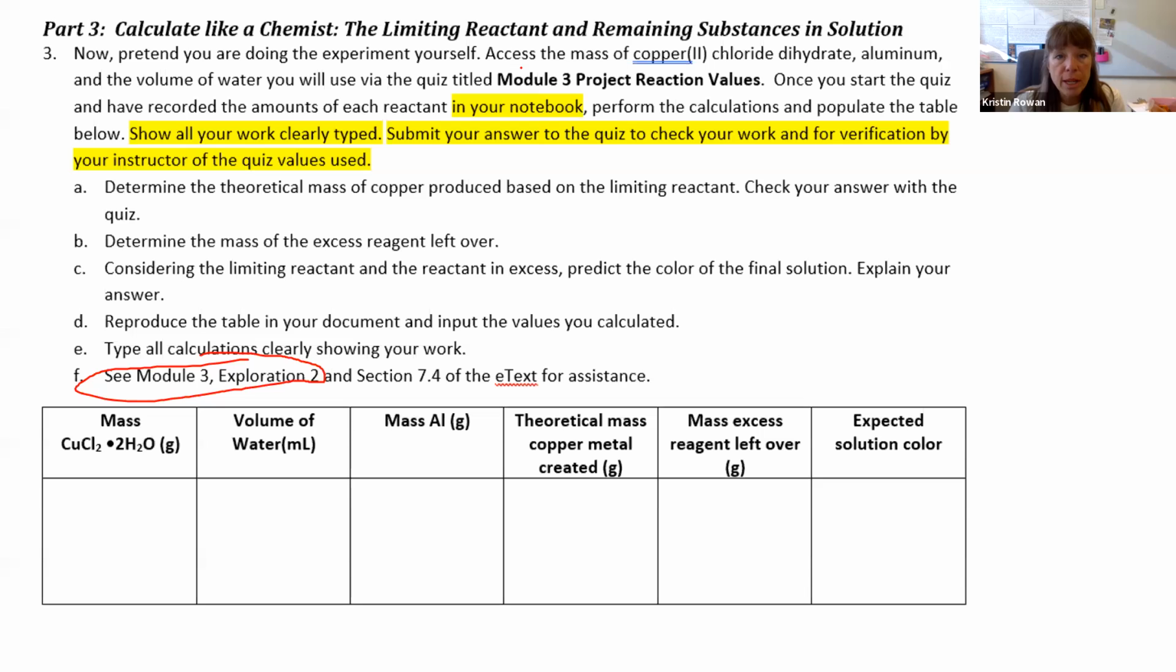Pretend you're doing the experiment, access the mass of the copper 2 chloride dihydrate, aluminum, and the volume of water you will use via the quiz. Once you start the quiz and have recorded the amounts in your notebook, perform the calculations and populate this table. Show all your work clearly typed, because remember, in this online class, typed work is checked by Turnitin for plagiarism, and that's why we have to do that.